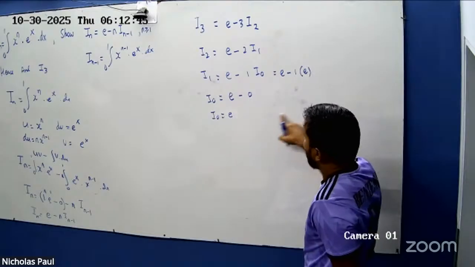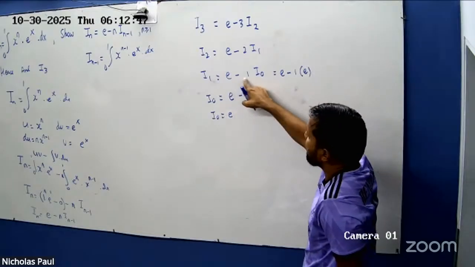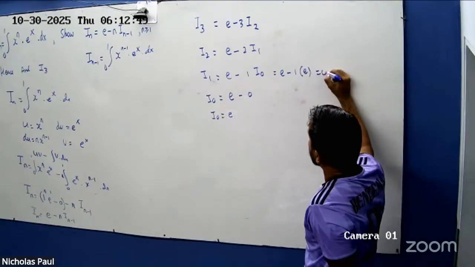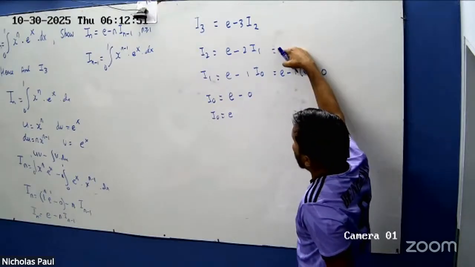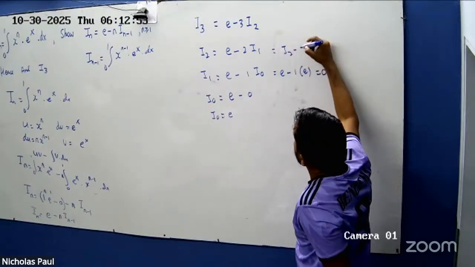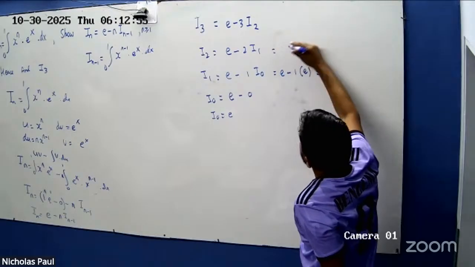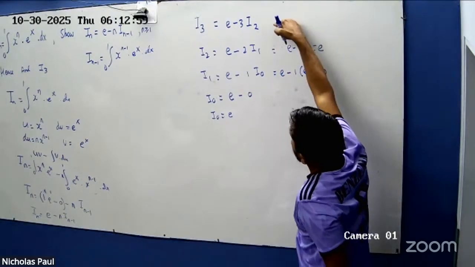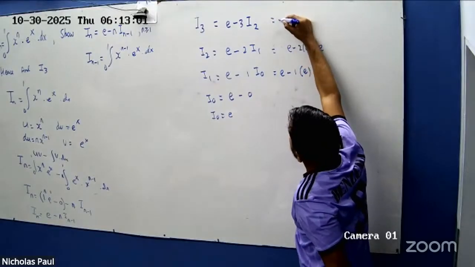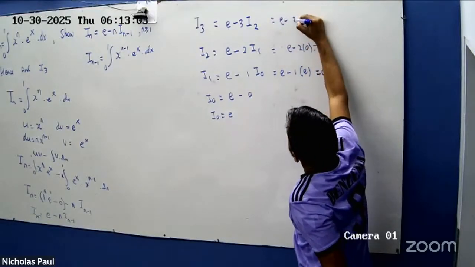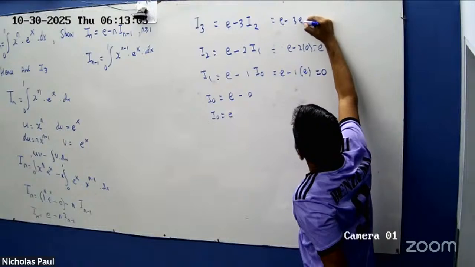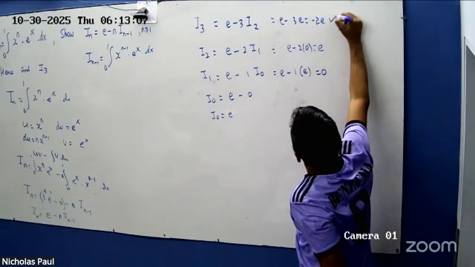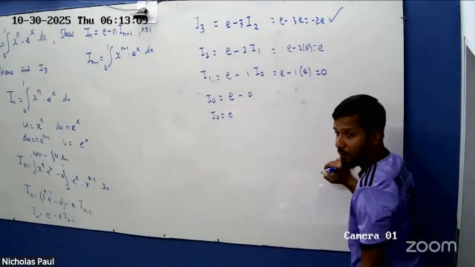So put I0 here, I'll get E minus E, which is 0. Then put I1 here. So I'll get E minus 2 by 0, which is E, and then put I2 here. So that'll be E minus 3E, which is minus 2E. That's your final answer. Right?